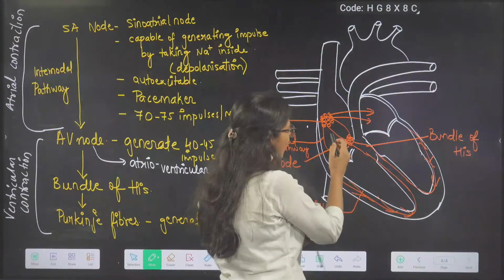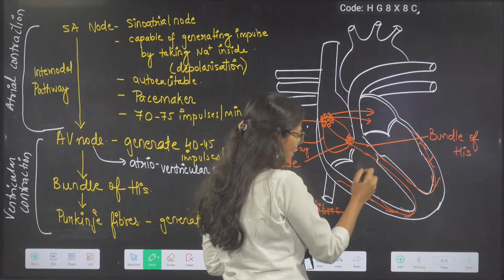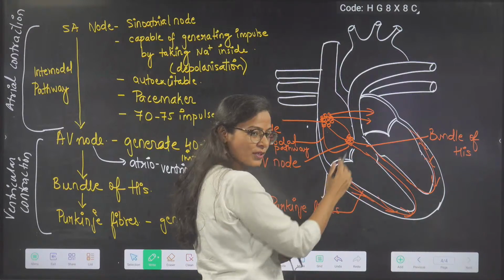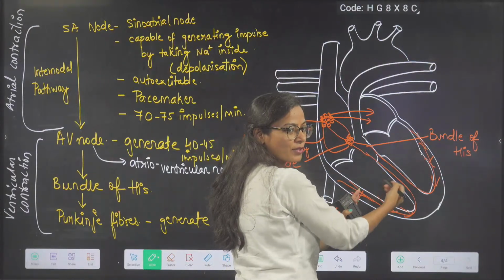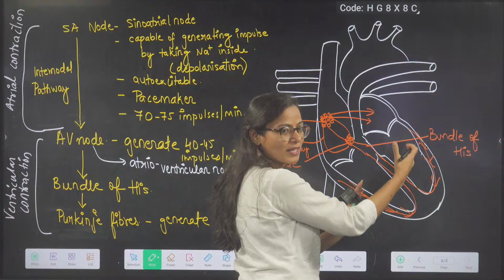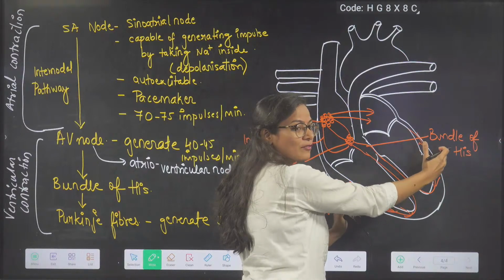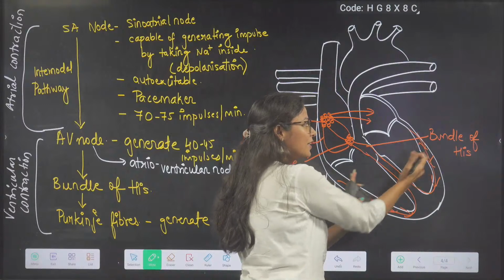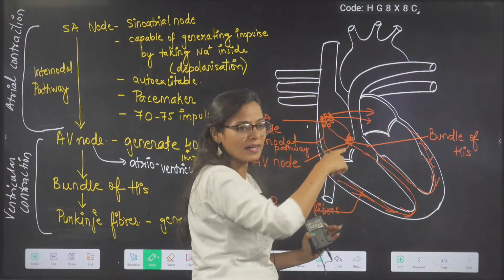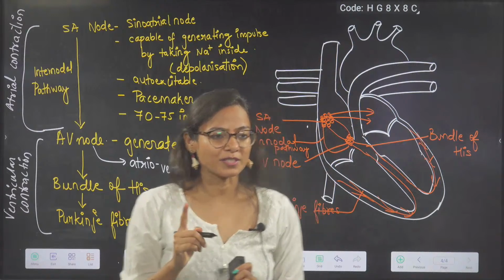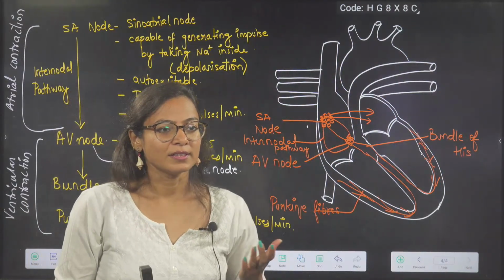Now what happens? All these messages have reached the AV node, from the AV node to the bundle of His, from the bundle of His to the Purkinje fibers. So you can see Purkinje fibers are spread all around the ventricle. When this message goes to all the Purkinje fibers, then the ventricle will contract. When the ventricle contraction occurs, the blood will move to the aorta and pulmonary artery respectively. Right? This is called the conduction of the heart. Clear now?